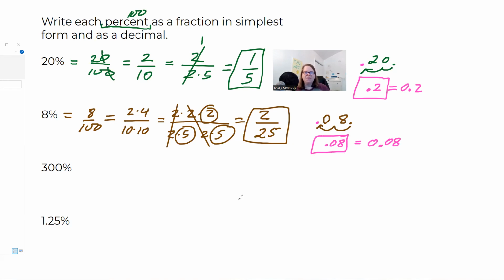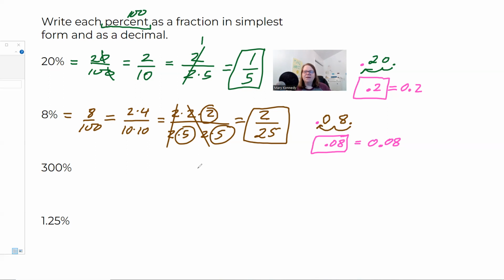Okay, 0.08. Think about why it wouldn't be 0.8. If 20% is 0.2, then 0.8 would be 80%, right? That's going to be bigger. So if it's only 8%, that's a smaller amount. And so that's got to be a smaller decimal. 0.08, 8 hundredths, is way less than 2/10 here. Okay.